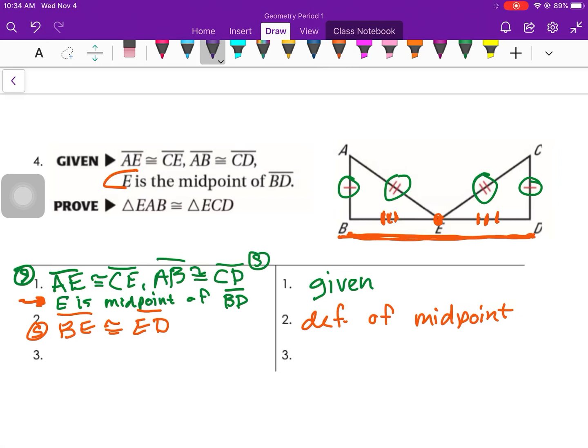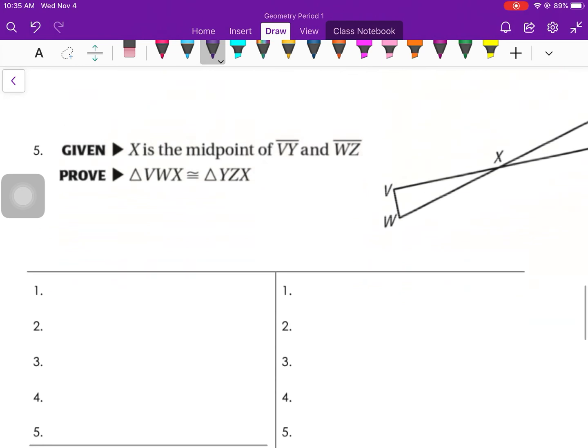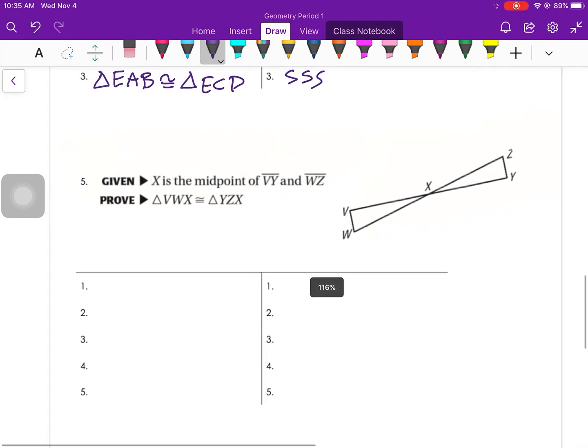I'm going to look at all my circled letters. I've got an S, an S, and an S. So indeed, what I am trying to prove, side, side, side, is a valid argument. So I'm just going to write down this bottom piece here. I know that triangle EAB is in fact congruent to triangle ECD by side, side, side.